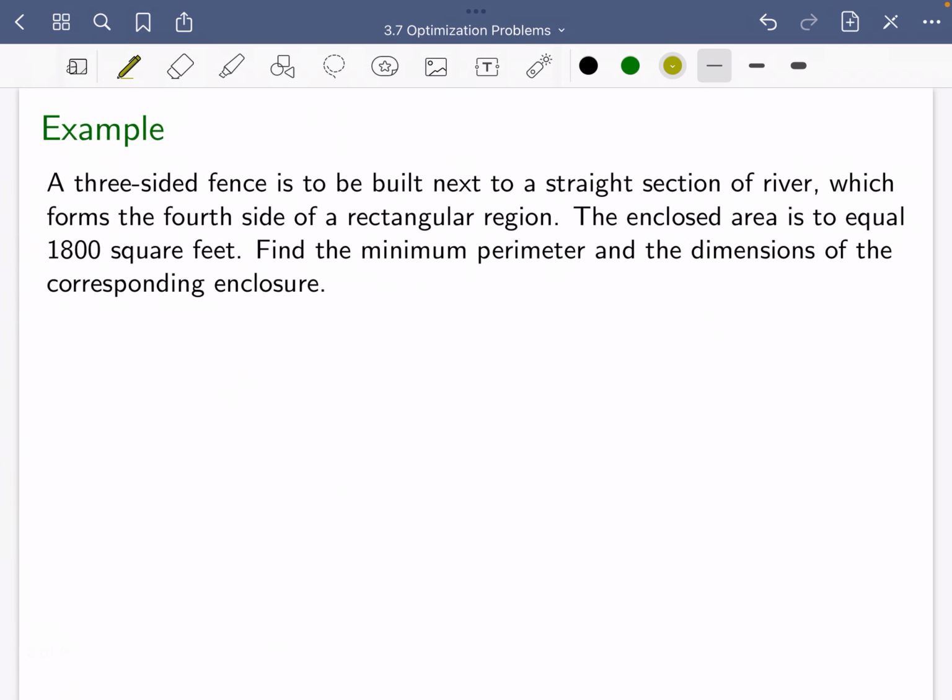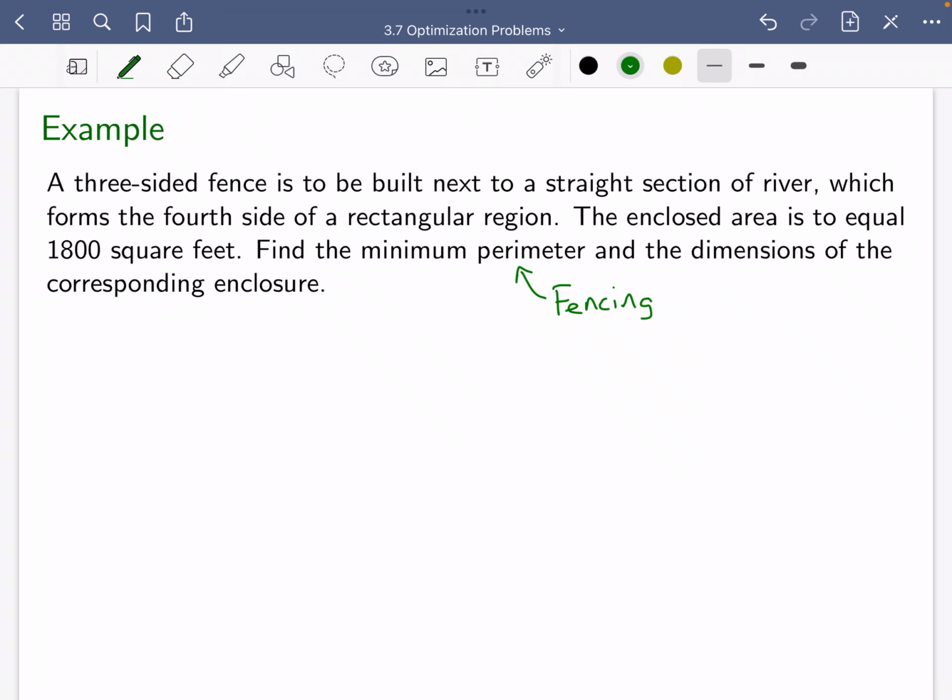Here we have a three-sided fence to be built next to a straight section of river, which forms the fourth side of the rectangular region. The enclosed area is to equal 1,800 square feet. We want to find the minimum perimeter and the dimensions of the corresponding enclosure. When I say the perimeter, what I really mean is the perimeter fencing. I just want to know the smallest amount of fence that we will have to use.